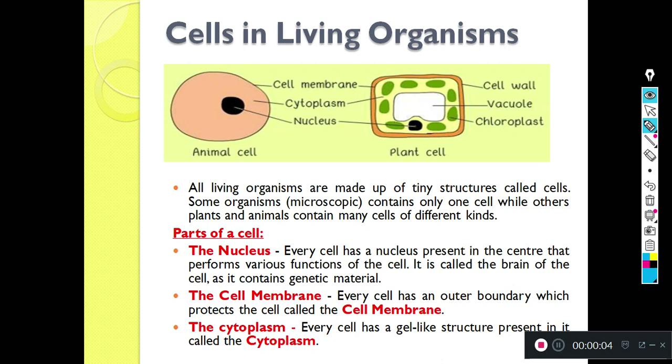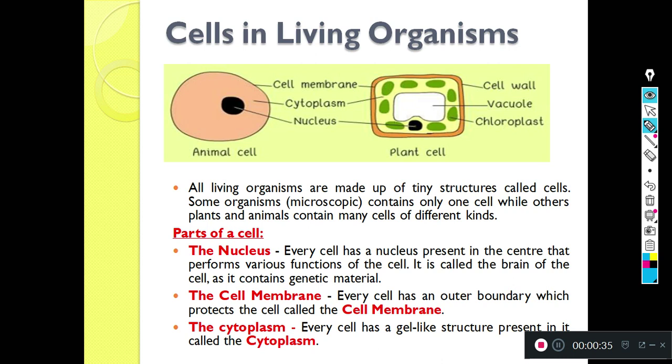Welcome to the next part of this chapter, Chapter 1 Nutrition in Plants of Class 7 as per the NCERT book. Now, as we have already done a few parts like autotrophs and heterotrophs, and modes of nutrition in plants. So we have done the living organism and non-living organism also, the difference between them. So now what we are going to start is about the cell.